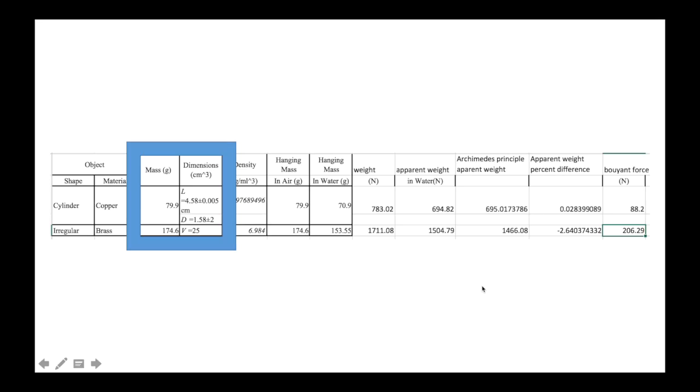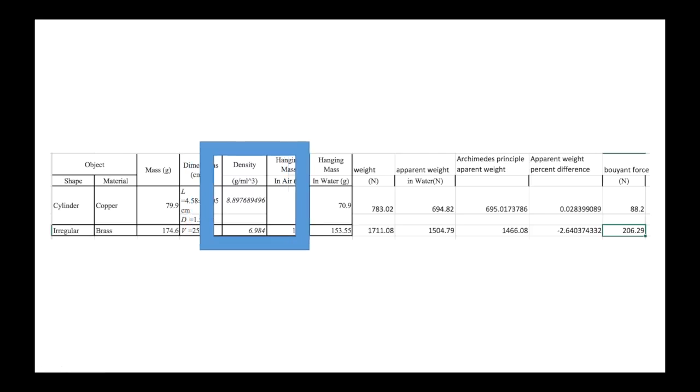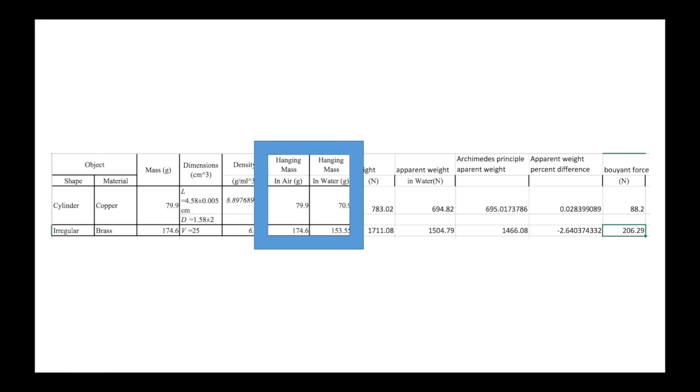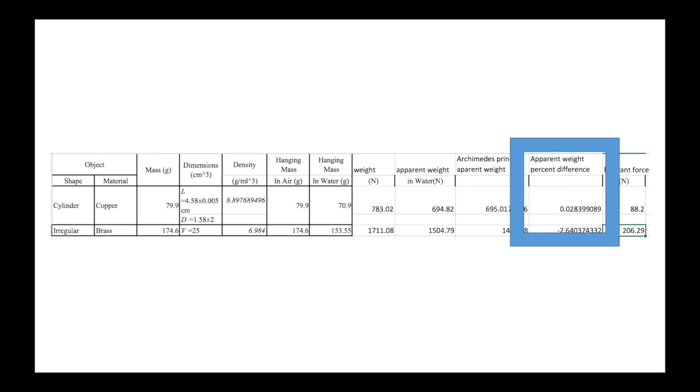Apparent weight data. We used mass and volume to calculate the density of each object. We then weighed each object suspended in the air and suspended in water. After we had done this, we calculated what the apparent weight should be using the densities found earlier plugged into the formulas from the Archimedes principle. Finally, we found the percent differences between the calculated apparent weight and the measured apparent weight.